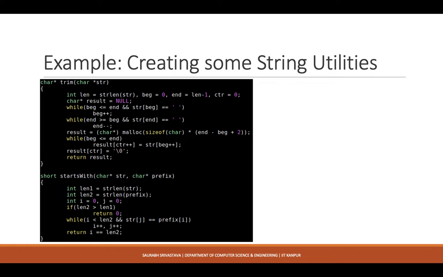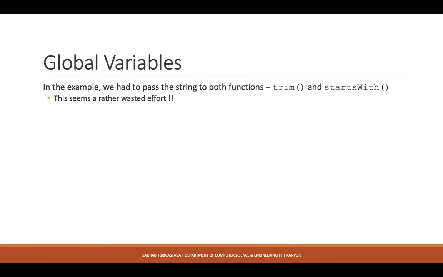Now, by the way, these are the definitions for those two functions, trim and starts with. You don't really have to go into much detail. The only thing that you should probably see is that I have to pass this str in both functions, because you need the string in order to operate over it. So now, this is something that we can probably avoid, right? Because this seems to be a wasted effort. I have to pass this str variable every time I call either trim or starts with.